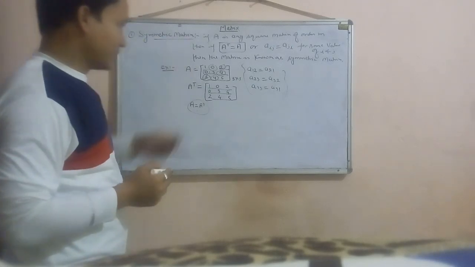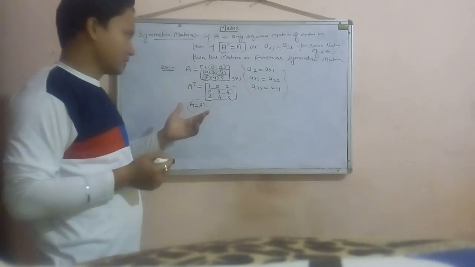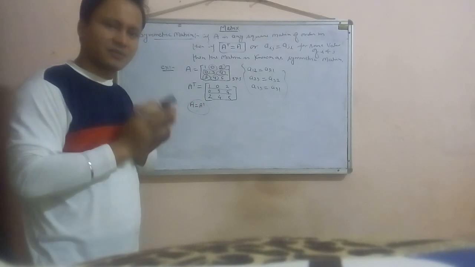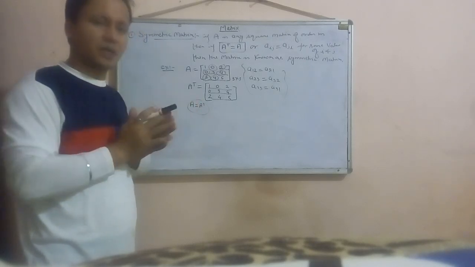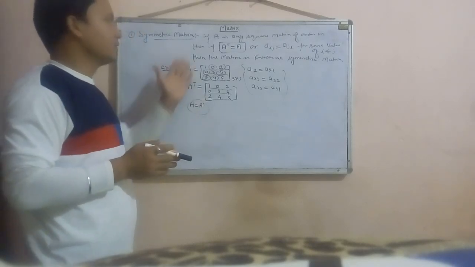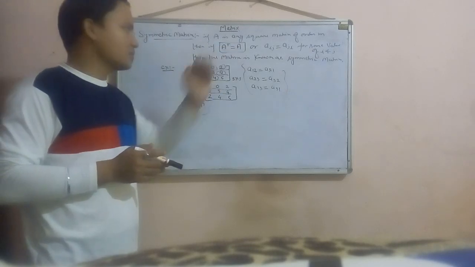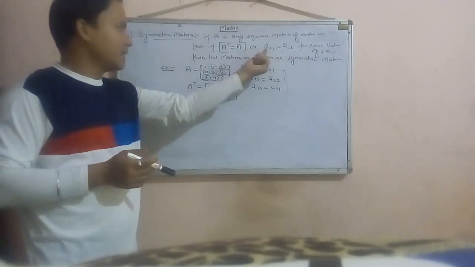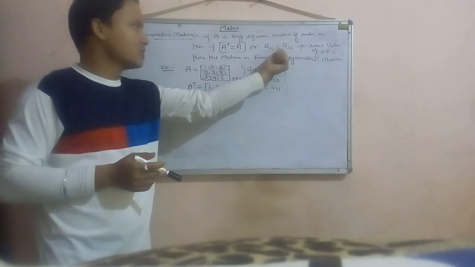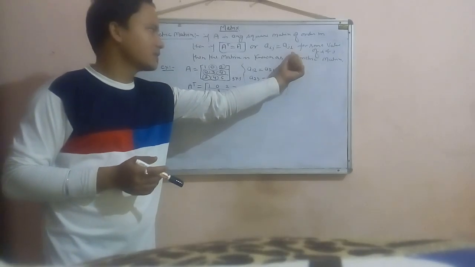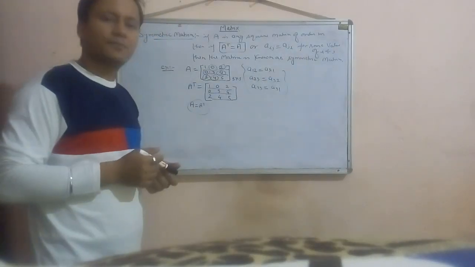So what is a symmetric matrix? The first condition is that the matrix should be a square matrix, and the second is that the transpose of the matrix must be equal to the matrix, and the element at the ith row and jth column must be equal to the element at the jth row and ith column. Then the matrix is called a symmetric matrix.